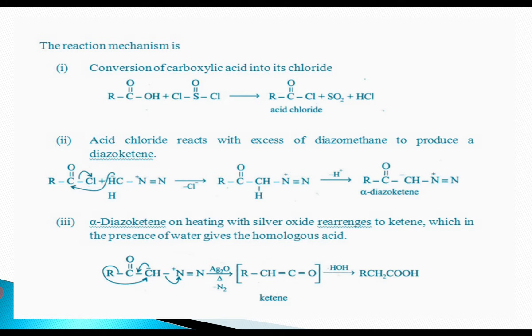Next, see here, the total mechanism is given here once again. First, carboxylic acid is converted to acid chloride. See here, HCl is lost, acid chloride is obtained. This acid chloride on reaction with diazomethane is producing diazoketone. Okay, diazoketone is produced. This diazoketone on heating with silver oxide rearranges to ketene, which on hydrolysis is giving acid.